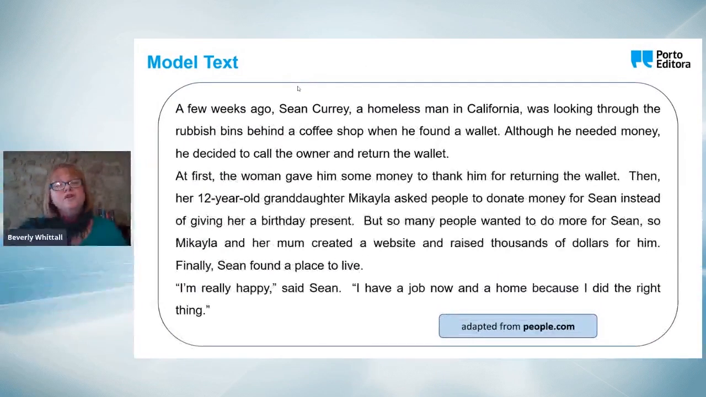A few weeks ago, Sean Curry, a homeless man in California, was looking through the rubbish bins behind a coffee shop when he found a wallet. Although he needed money, he decided to call the owner and return the wallet. At first, the woman gave him some money to thank him for returning the wallet. And then her 12-year-old granddaughter, Michaela, asked people to donate money for Sean instead of giving her a birthday present. But so many people wanted to do more for Sean, so Michaela and her mom created a website and raised thousands of dollars for him. Finally, Sean found a place to live. "I'm really happy," said Sean. "I have a job now and a home because I did the right thing."